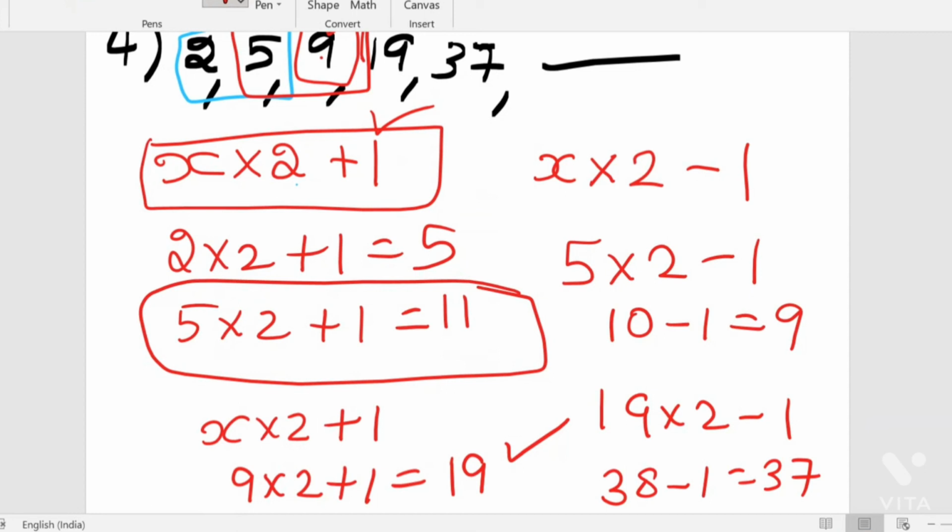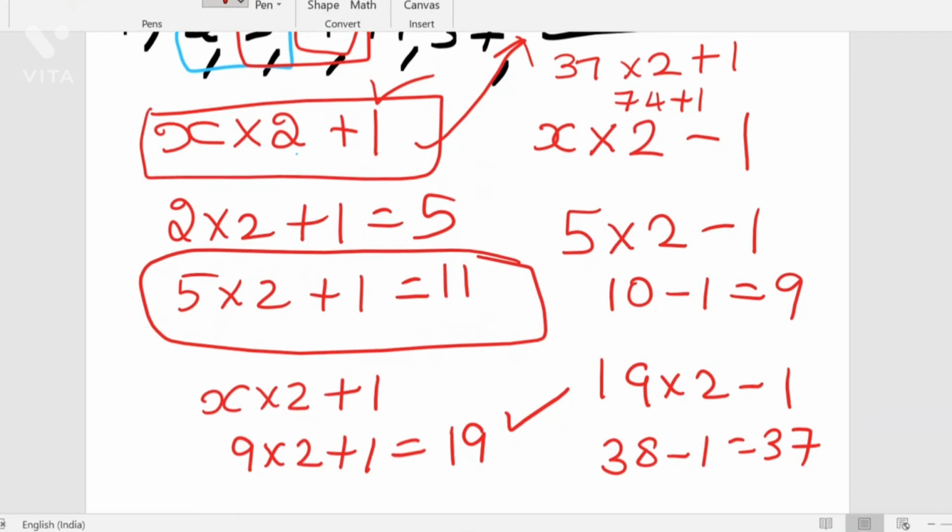So what is supposed to be used for the next one? Plus, that is x into 2 plus 1. This formula has to be applied here. So 37 into 2 plus 1. 37 into 2, 74, plus 1. So what is the answer? The answer is 75. We are getting the answer 75. Okay, we'll move to the next one.